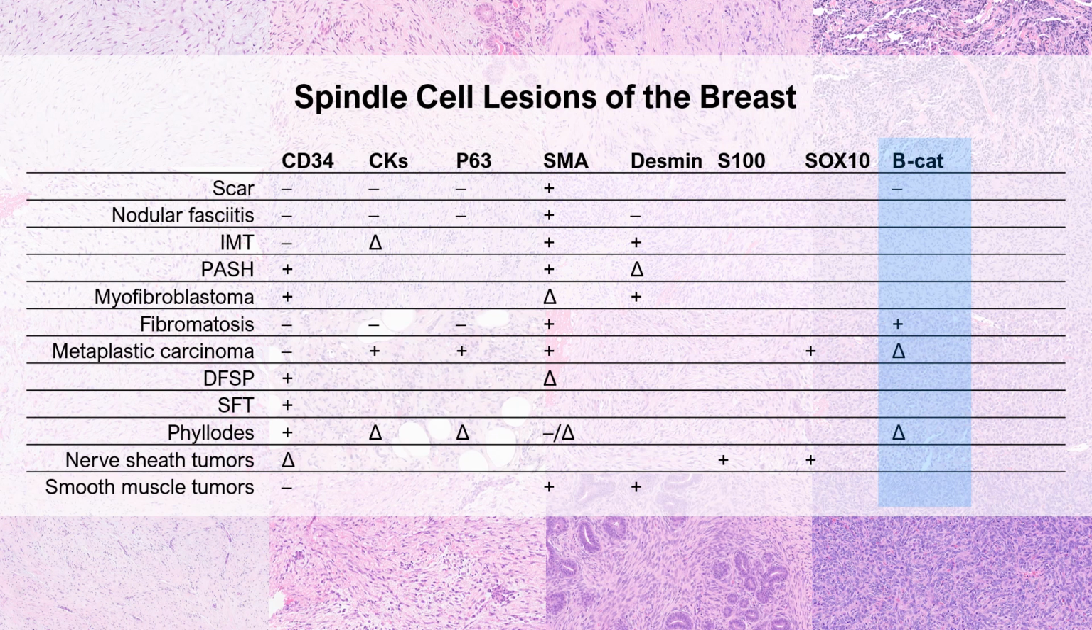It's very important that we are aware of this pitfall, because seeing nuclear beta-catenin expression, of course, makes us think of fibromatosis, but it is not diagnostic, and we can really go down the wrong path if we render a diagnosis on that basis alone, particularly if we have not done a panel of cytokeratins.